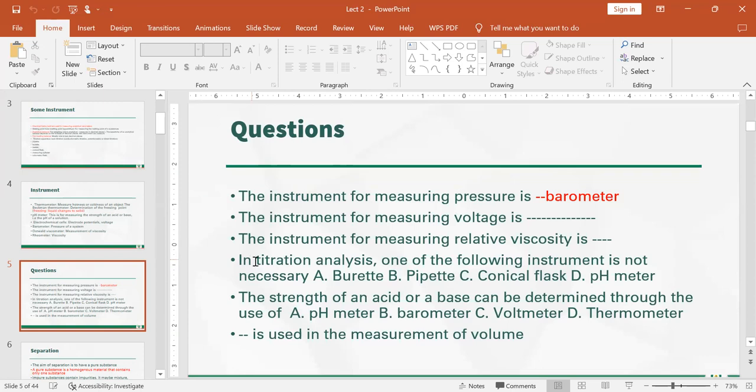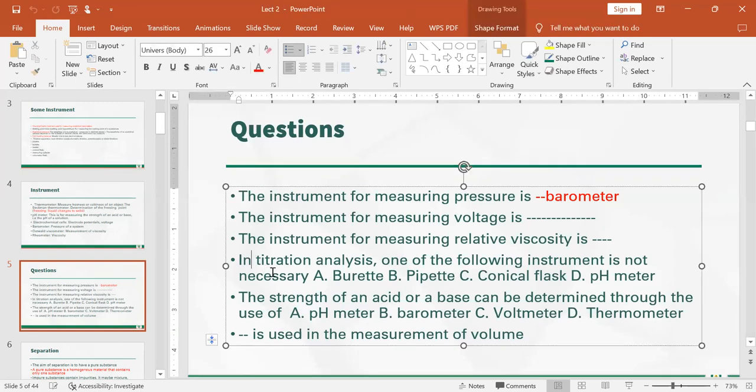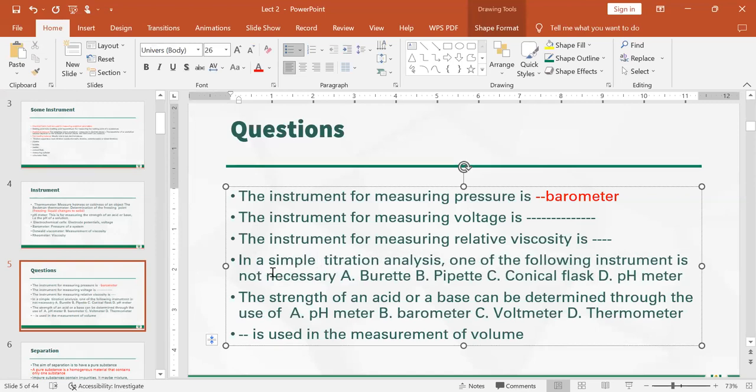a simple titrimetric analysis. So the strength of an acid or a base can be determined by a pH meter. Barometer, voltmeter, you know it is a pH meter. This is used for measurement of. So you can have a measuring cylinder. The measuring cylinder is used for measuring volume.